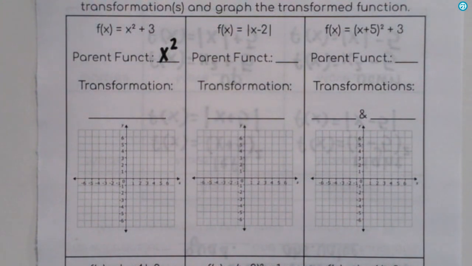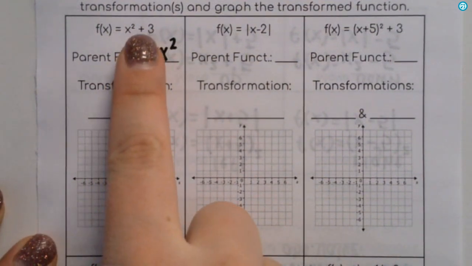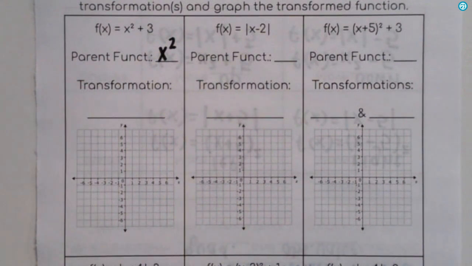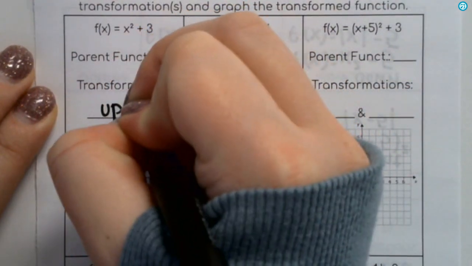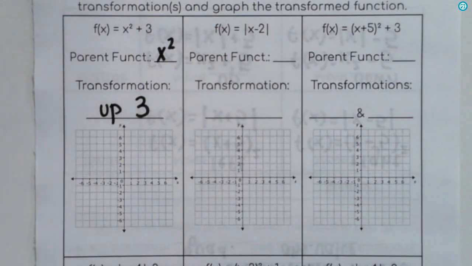Then we need to identify the transformation. So we look and see what operation or operations have happened. We are adding 3 here. Is that inside or outside? Outside, because it's not inside what's being squared. So adding outside tells us to move up. And you've got that table that you can use. So that tells me I am going to move up 3. The 3 comes because it's plus 3.